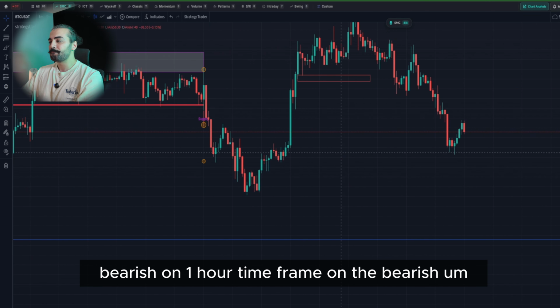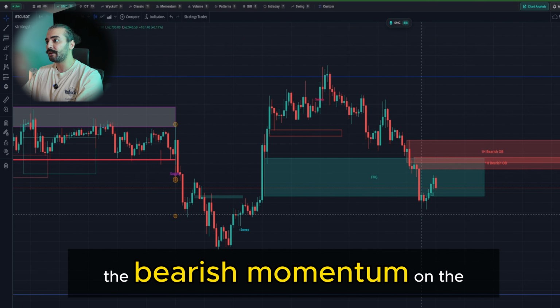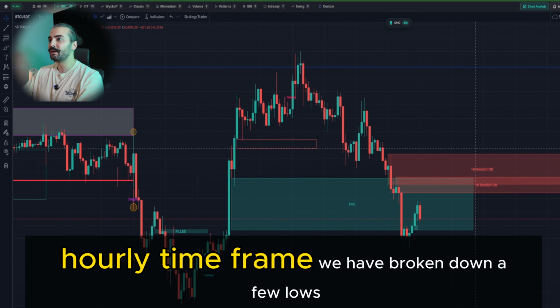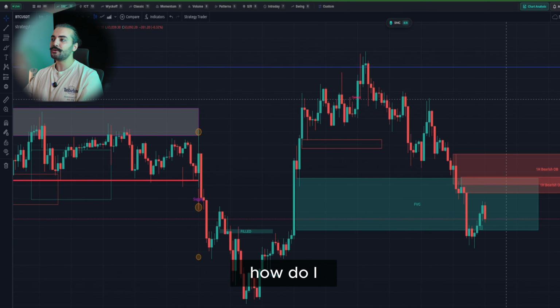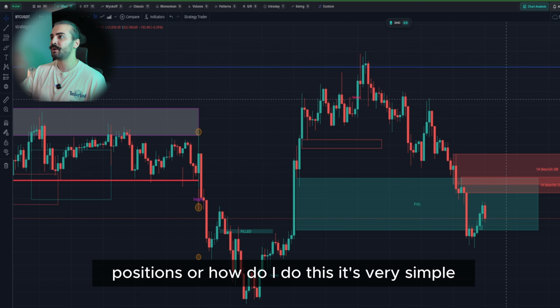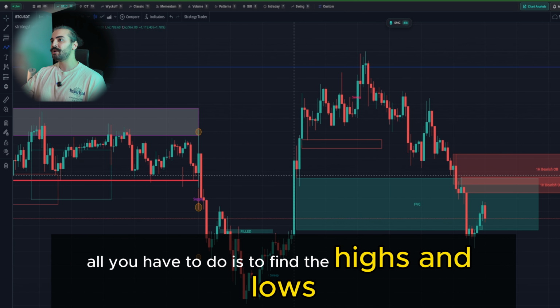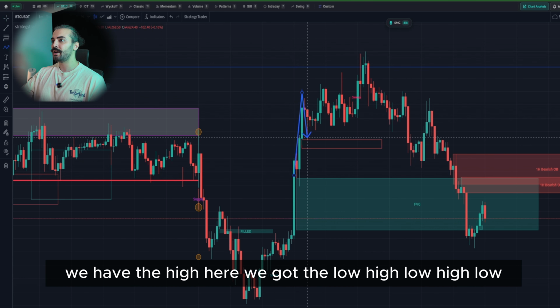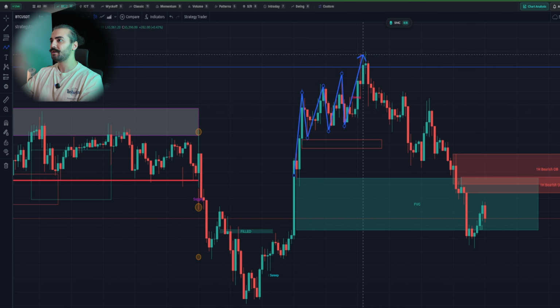On the bearish momentum on the hourly time frame, we have broken down a few lows. How do I know that this is bearish or not? How do I make short positions? It's very simple. All you have to do is find the highs and lows. We have the high here, we got the low, high, low, high, low.